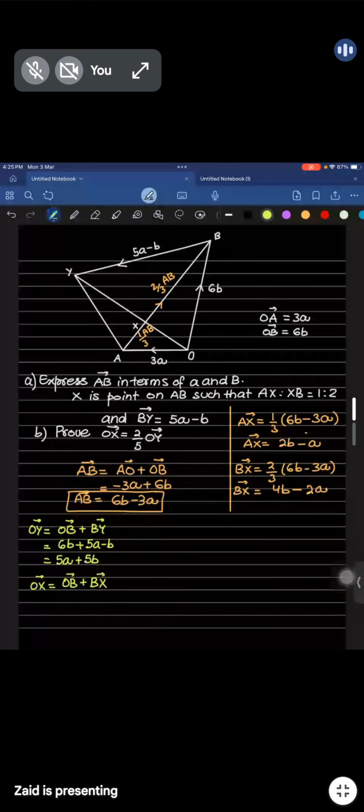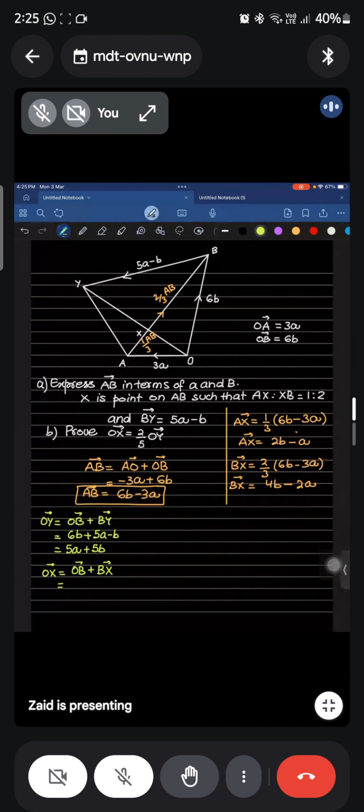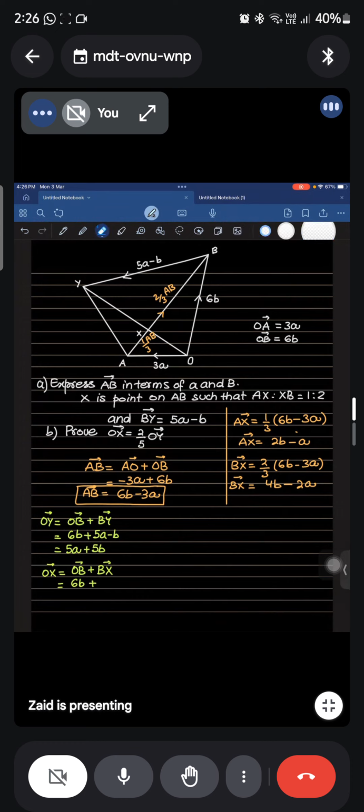All right. So OB is going to be 6B because we are moving from bottom to top. And for BX, I have to reverse the signs. Because this is XB, by the way. Sorry, this is XB. This was not BX. This was X to B, isn't it?